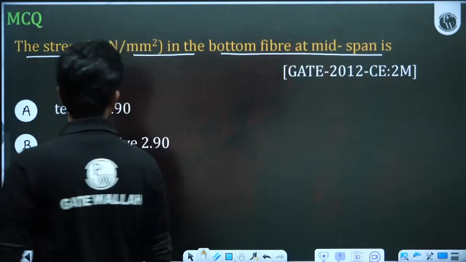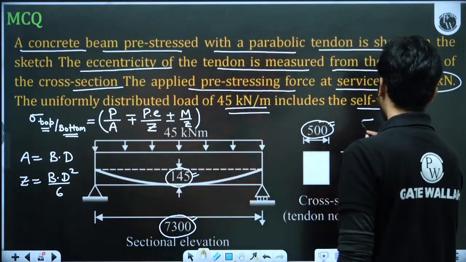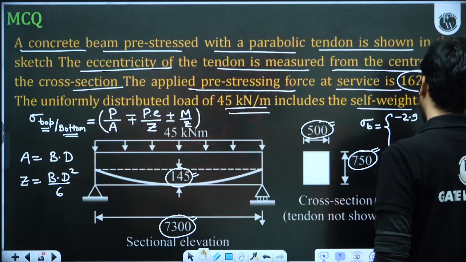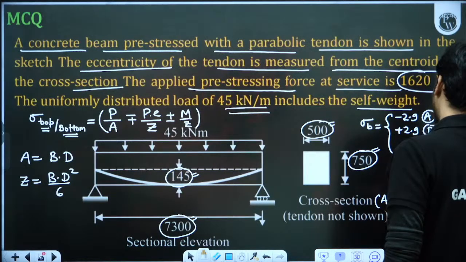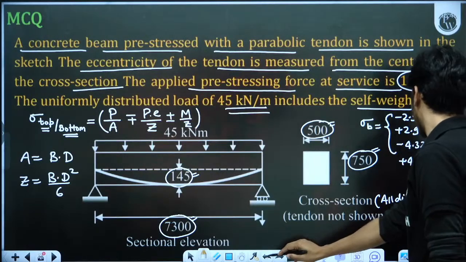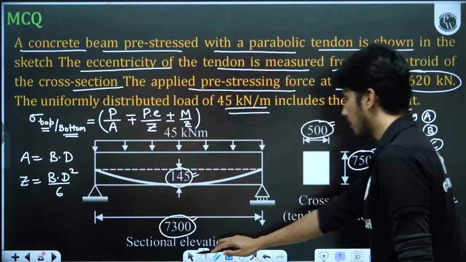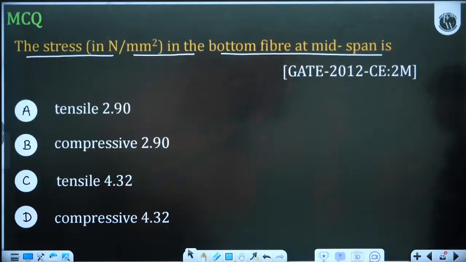I will also write down this on this page. Sigma B is equal to minus 2.9 is your A part, plus 2.9 is your B part, minus 4.32 is your C part, and plus 4.32 is your D part. These are your options. Let me also check if I have written correctly. Minus 2.9, plus 2.9, minus 4.32, plus 4.32. Yes.